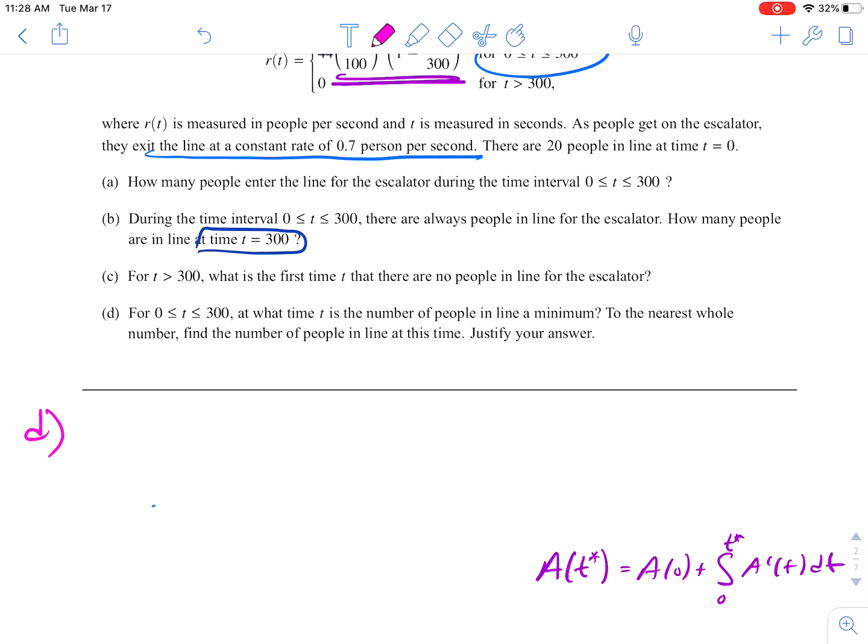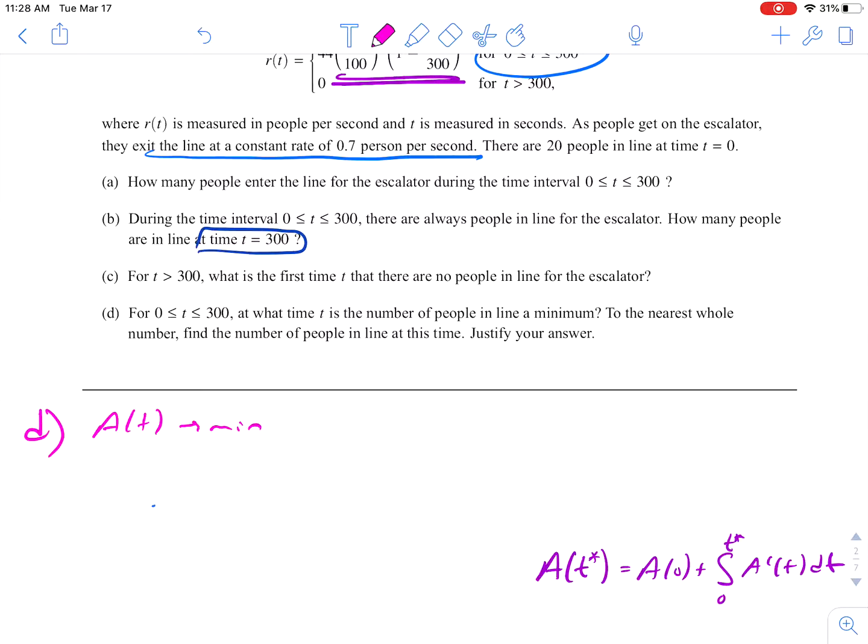On the interval 0 to 300, at what time t is the number of people in line a minimum? To the nearest whole number, find the number of people in line at this time. This is where that integral that I have in the bottom right corner can come in helpful. We want the amount of people to be a minimum. That integral will actually give us the amount of people at any time value. So we're looking for the amount of people to be a min.